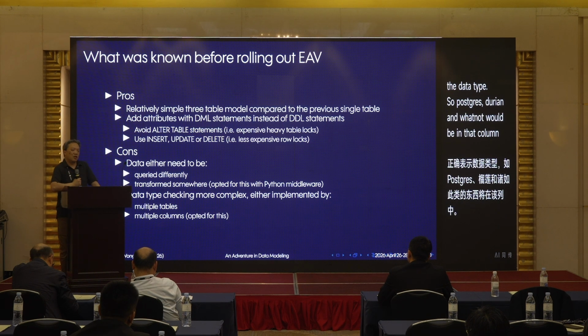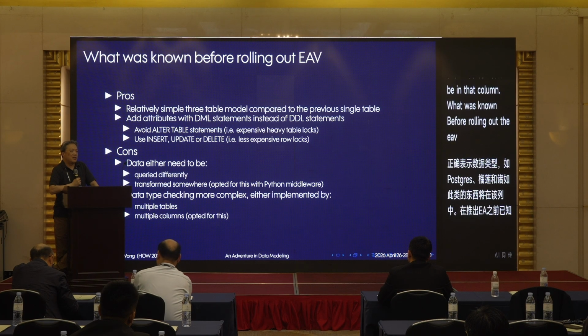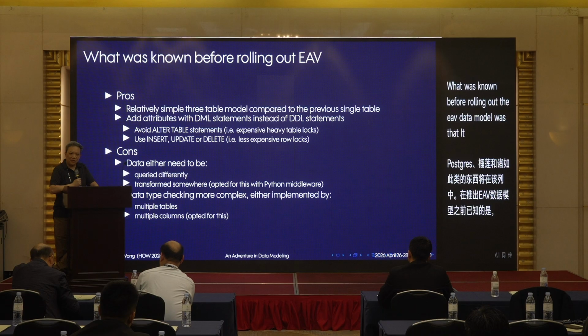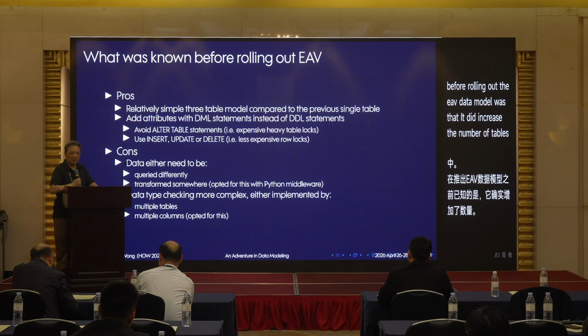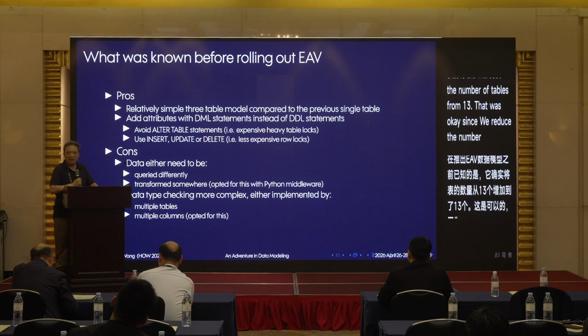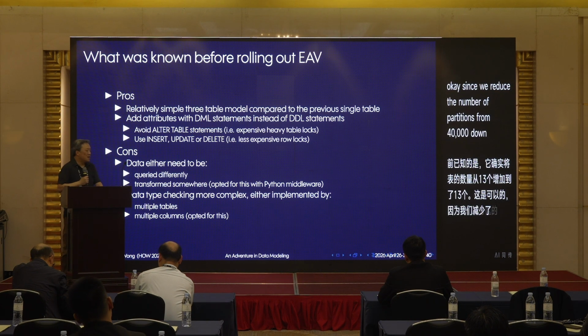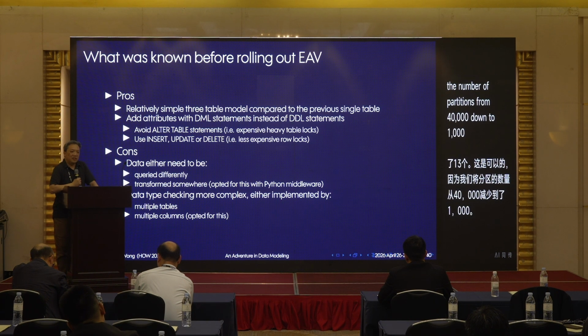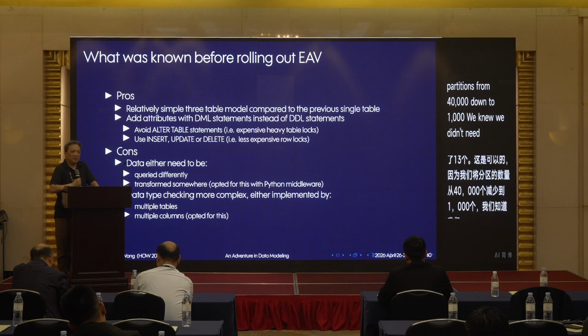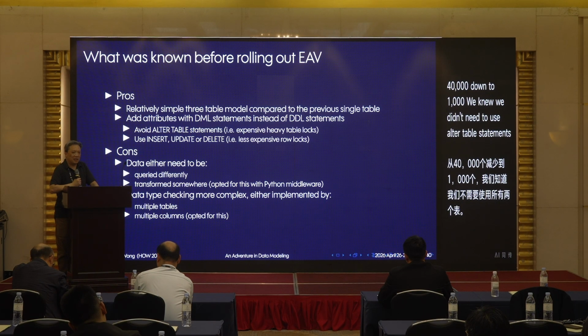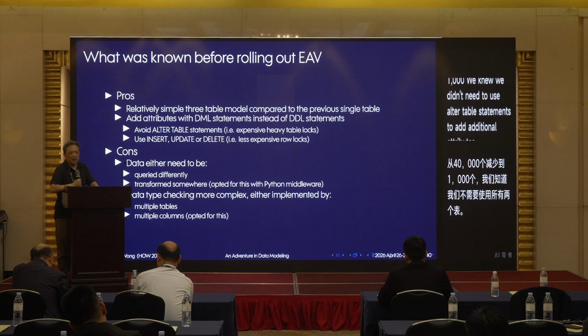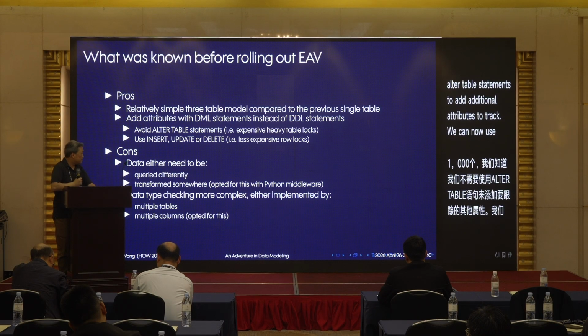What was known before rolling out the EAV data model was that it did increase the number of tables from 1 to 3, but that was okay since we reduced the number of partitions from 40,000 down to 1,000. We knew we didn't need to use alter table statements to add additional attributes to track. We can now use insert, update, delete statements.